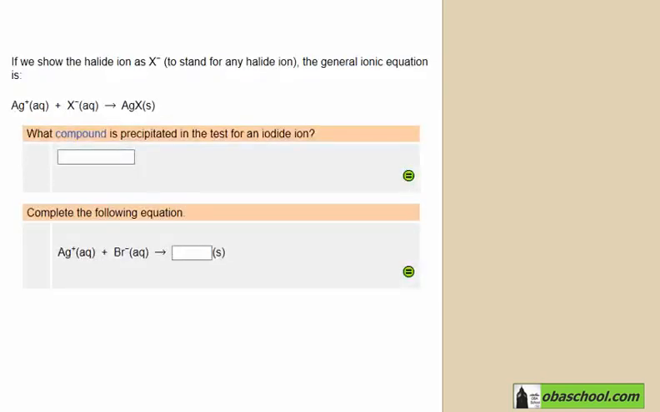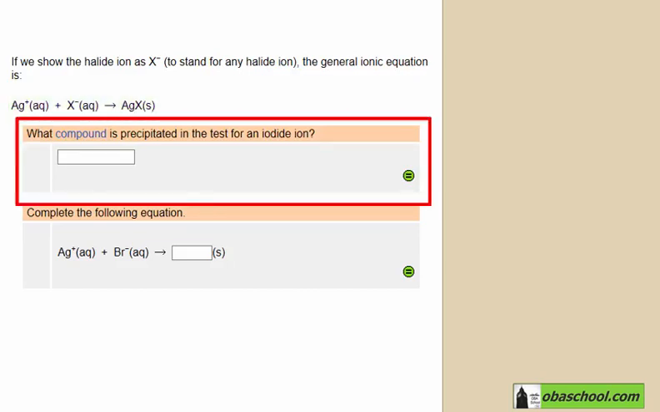Let X- be any halide ion. The general ionic equation is Ag+ (aqueous) plus X-, the halide ion (aqueous as well), will produce a solid precipitate of the formula AgX. So what compound is precipitated in the test for an iodide ion? Excellent. So the compound will be silver iodide, AgI.